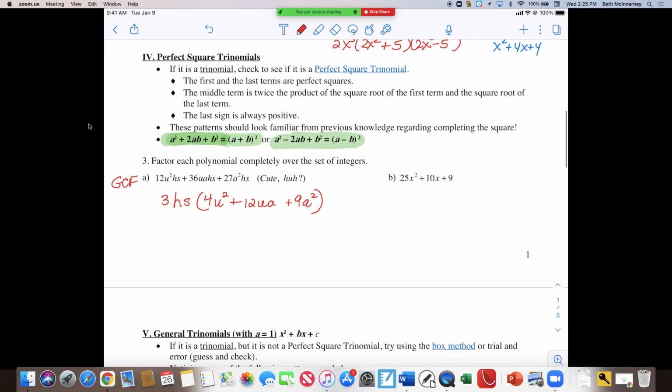Okay, so now we have to check for the perfect square trinomial. 4u squared is 2u being squared. 9a squared is 3a being squared. Now here's what the 2ab means. This is 2 times 2u times 3a. Does that multiply to the 12ua? Yes. So this is in fact a perfect square trinomial.